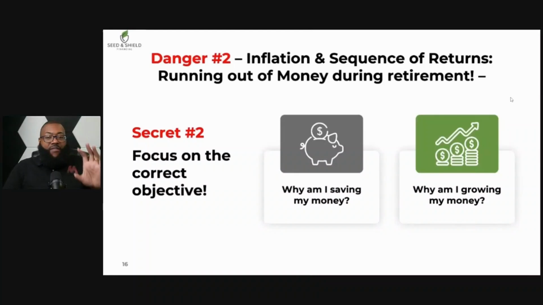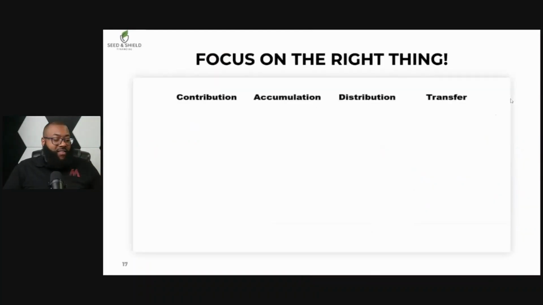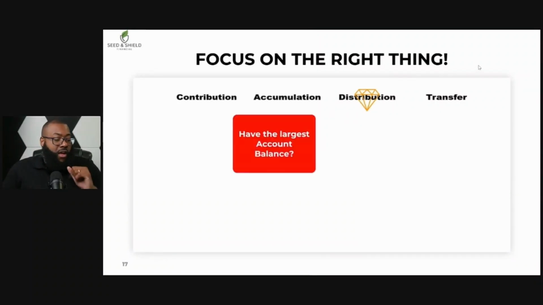So you have to focus on these objectives when you're making these decisions, right? So the key is focusing on the right thing. All those activities you're doing leading up to retirement really boil down to this part right here, which is when you distribute the money. You want the money to be there, and you want it to have grown to accommodate any inflation over that time period, right? So distribution is the key part. So you want to have the largest account balance possible, right?